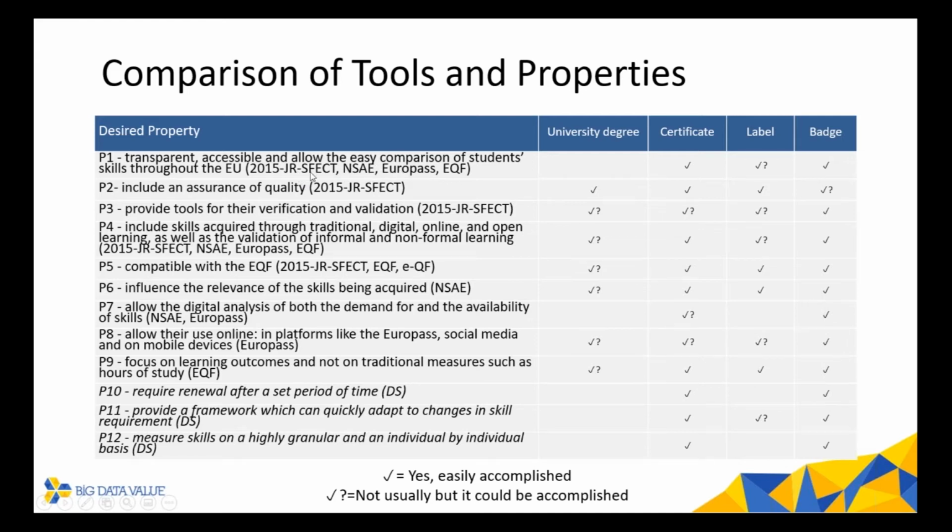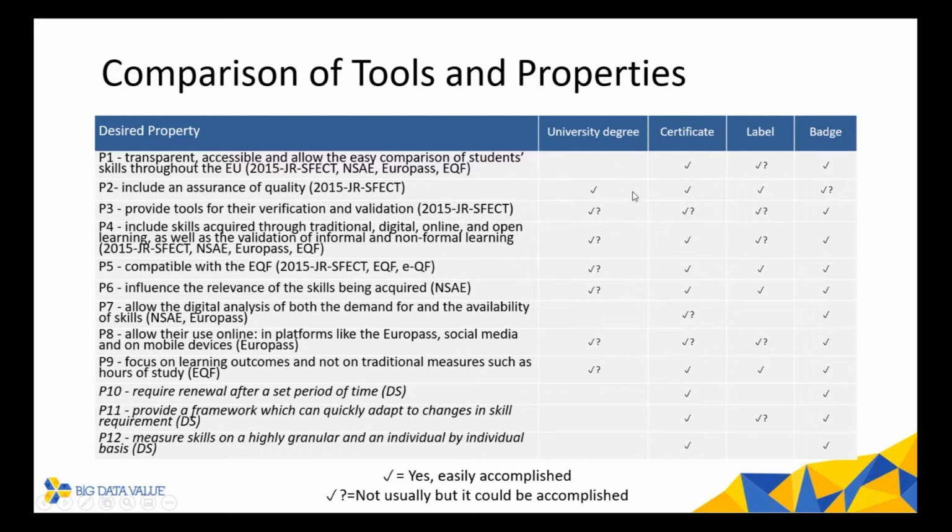So what we did was read these and study them, and from them we extracted 9 different properties that we thought were desirable. Like, for example, that the system be transparent, accessible, and allow easy comparison of student skills throughout the EU. That's something that's actually mentioned in 3 of the 6 documents. Quality assurance is mentioned in 1 of them, and so on. And at the end here, we've identified 3 which we think are specific to data science.